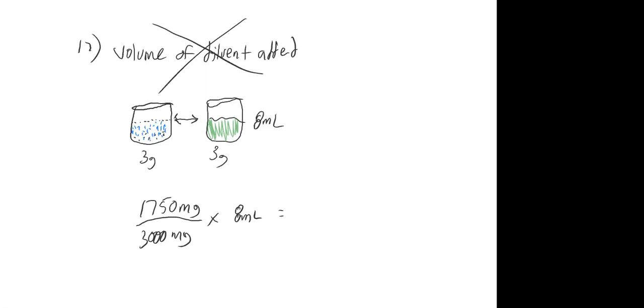All right. So 1750 times 8 divided by 3,000. And then you'll actually get 4.666666. Anyone want to take a guess of what the correct answer is? 4.7, you round it to the nearest tenth. You got it.